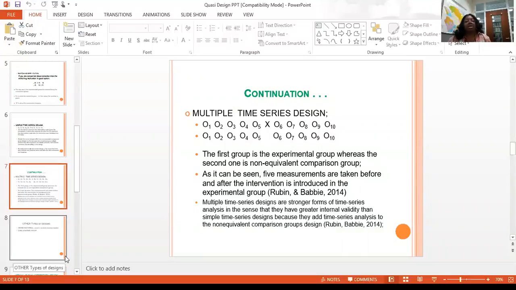Multiple time series designs: the first group is the experimental group, whereas the second one is the non-equivalent comparison group. As can be seen, 5 measurements are taken before and after the intervention is introduced to the experimental group. Multiple time series designs are stronger forms of time series analysis in the sense that they have a greater internal validity than simple time series designs, because they add time series analysis to the non-equivalent comparison group designs.